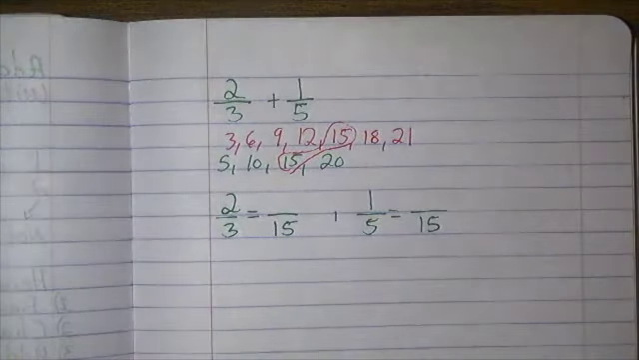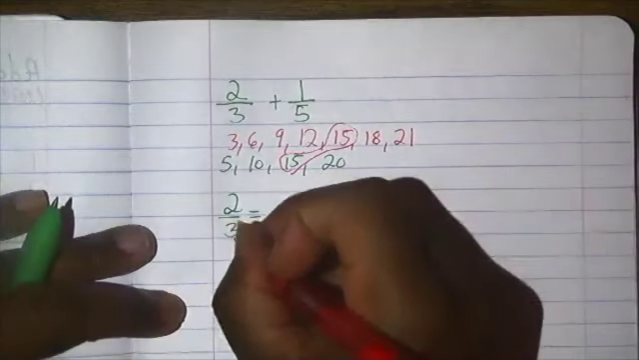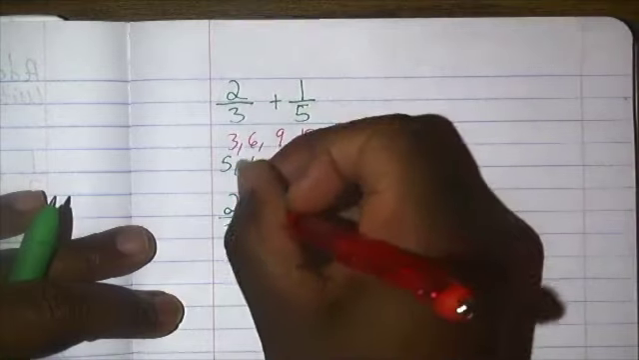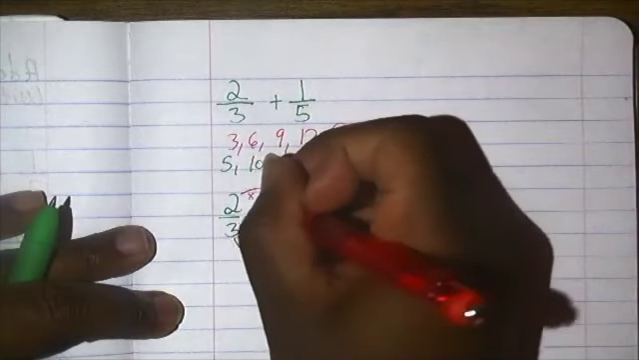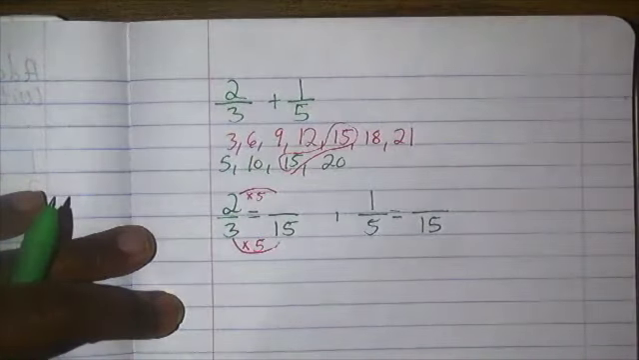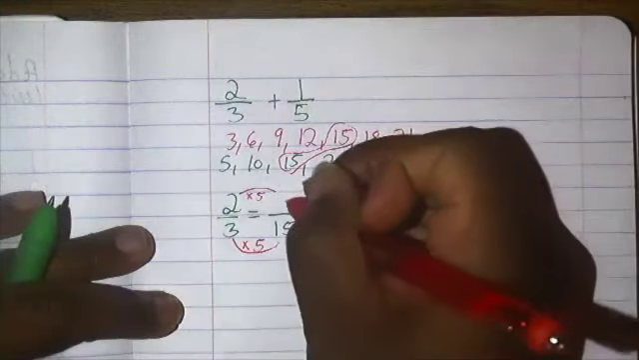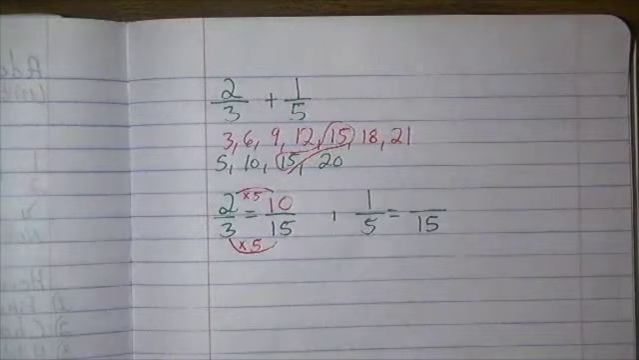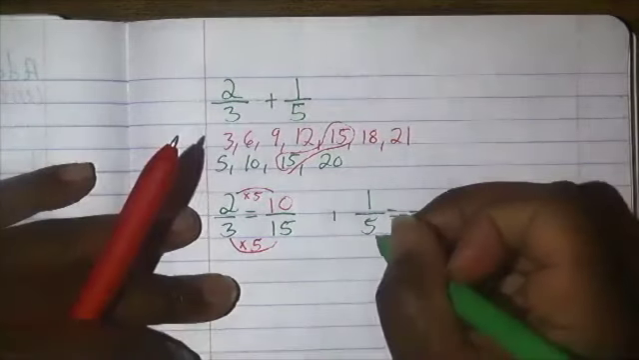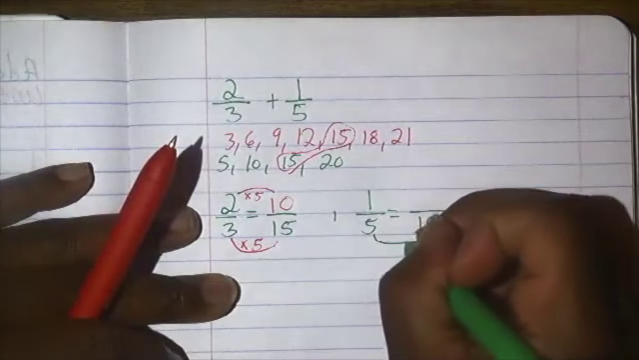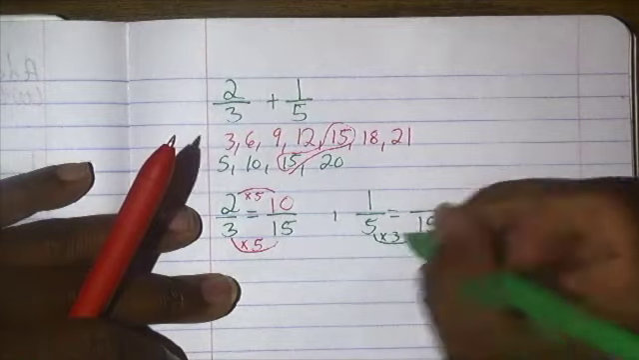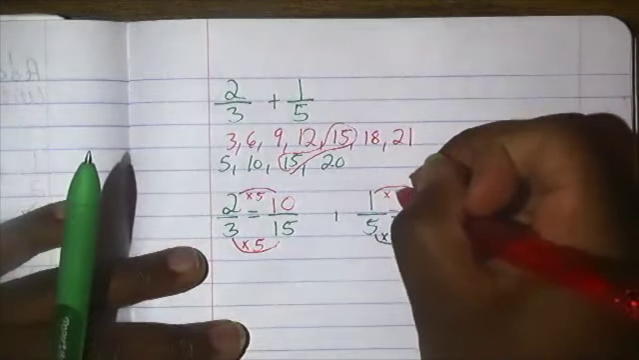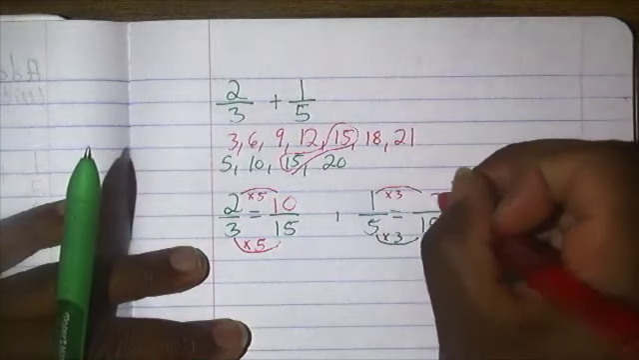And 1/5 will be equal to something over 15 also, right? So how did I go from 3 to 5? I multiply by 5. I do the same thing here. And that gives me what? 10. Good job, y'all. Now, how do I go from 5 to 15? I times it by 3. So I do the same up here. And that gives me 3.